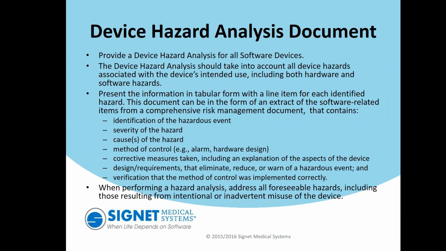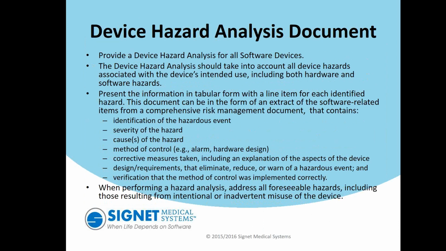The next part of this is the device hazard analysis document. This is a fairly important aspect of a software 510K submittal. This is where you provide a device hazard analysis for all software devices. So again, this could be software on your hardware, or standalone software. It should take into account all device hazards associated with the device's intended use, including both hardware and software hazards. And it's important to present it in tabular form with a line item for each identified hazard.